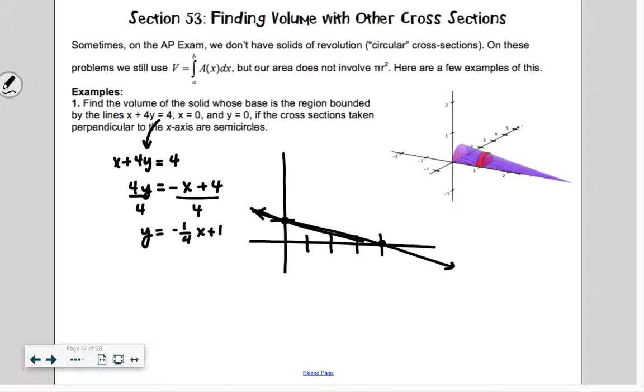All right, so we have this line. And then it's also bounded by x equals 0 and y equals 0. So it ends up being this triangular region right here.